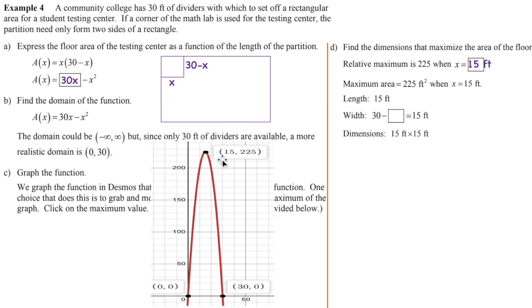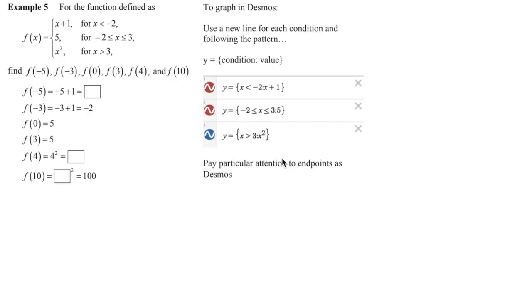So if our x value is 15 feet, I then can find the length of this side by taking 30 minus 15. So the dimensions which would give us the greatest area would be a 15 foot by 15 foot area.